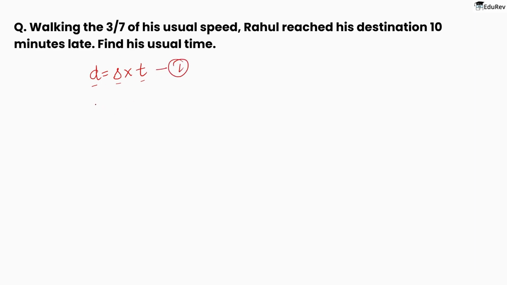Take it as equation number 1. According to the question, when Rahul walks at 3 by 7 of his usual speed, he will reach 10 minutes late, which will give us d equals 3s by 7 into (t plus 10).